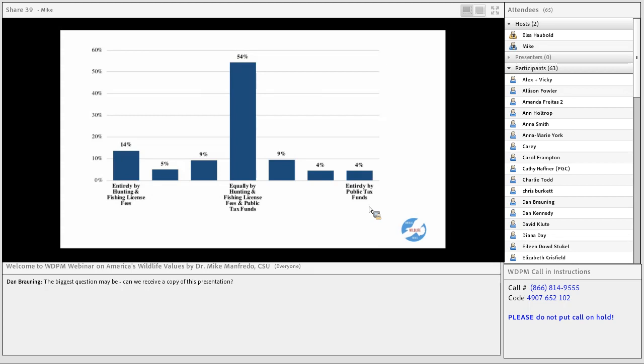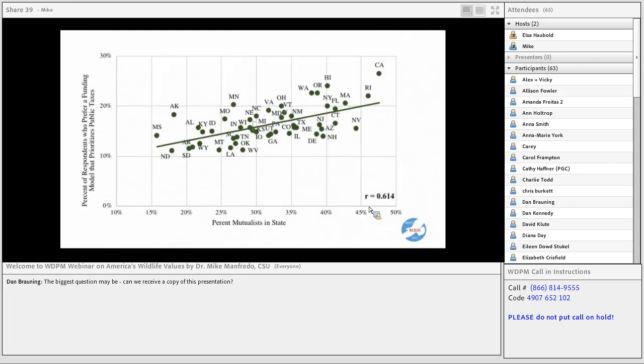I want to point out to you also, which I don't show, that the preponderance of people also believe that's what's currently going on, just so you know that. One interesting thing when we looked at the value shift hypothesis, to see what might be going on as states become more mutualist, are they more supportive of a taxation situation? It was a slight increase. It goes from the 10s to the 25% range at the top. And you can see that here.